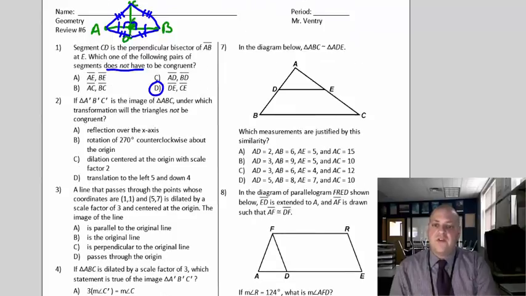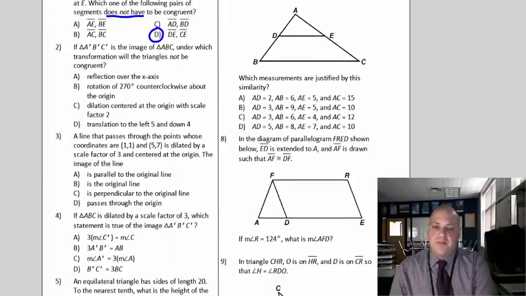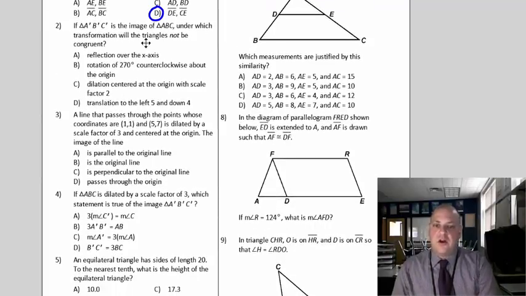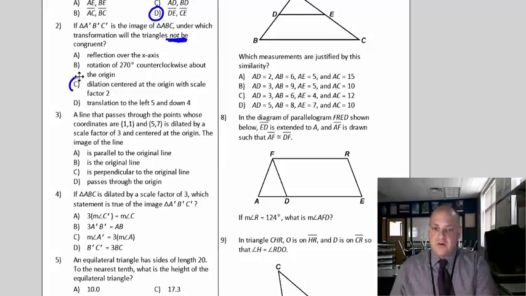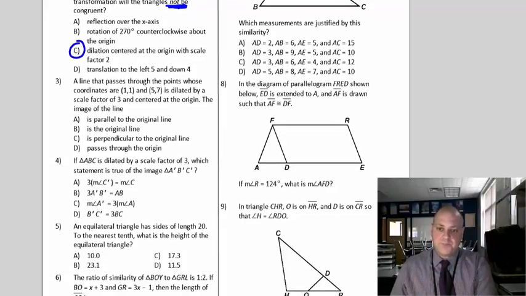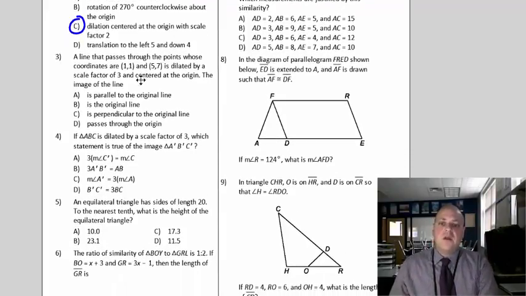For number 2, if triangle A prime, B prime, C prime is the image of ABC, under which transformation will the triangles not be congruent? Well, the only way you don't get a congruent, you might get similar but not congruent, is for a dilation. So a dilation centered at the origin with scale factor 2 is going to be the one that would be not congruent. Anything with a dilation is not necessarily congruent.